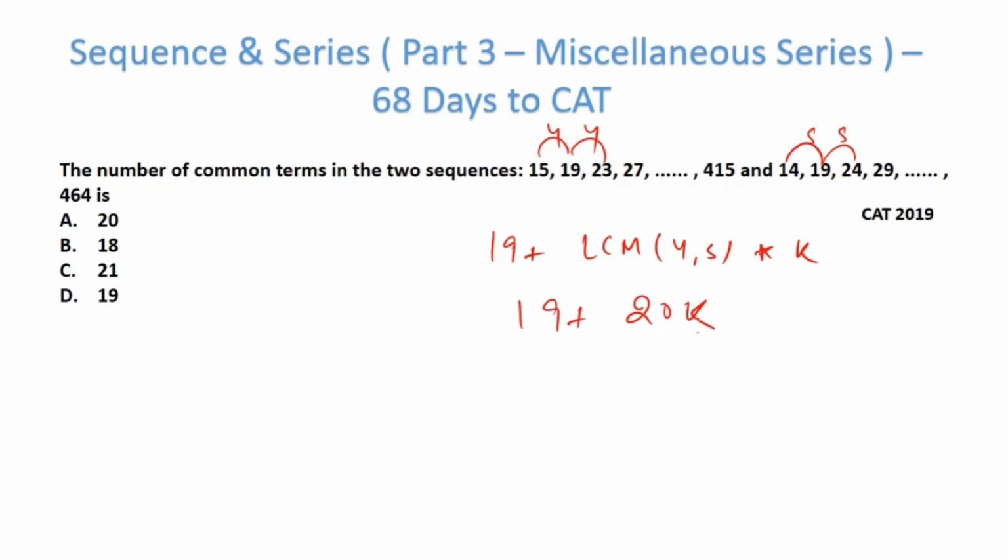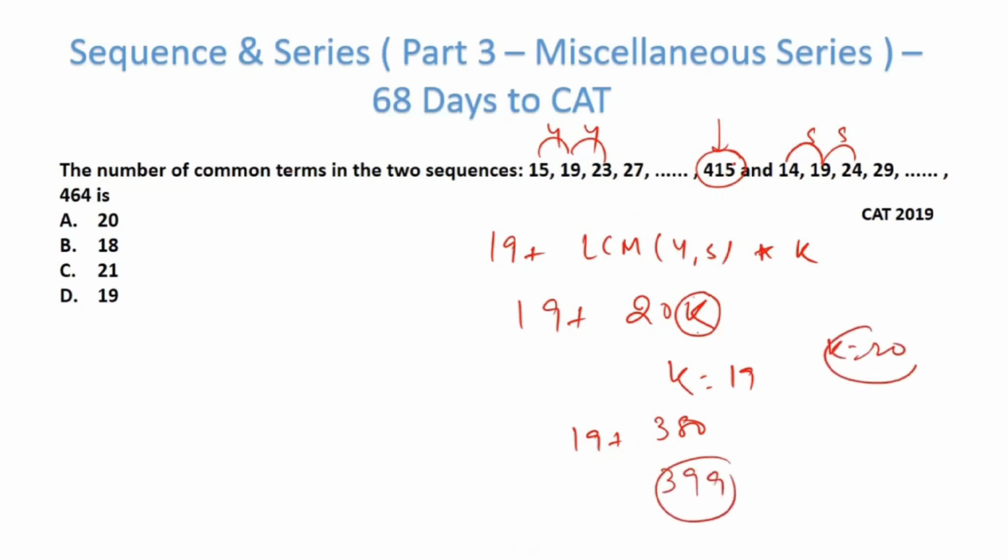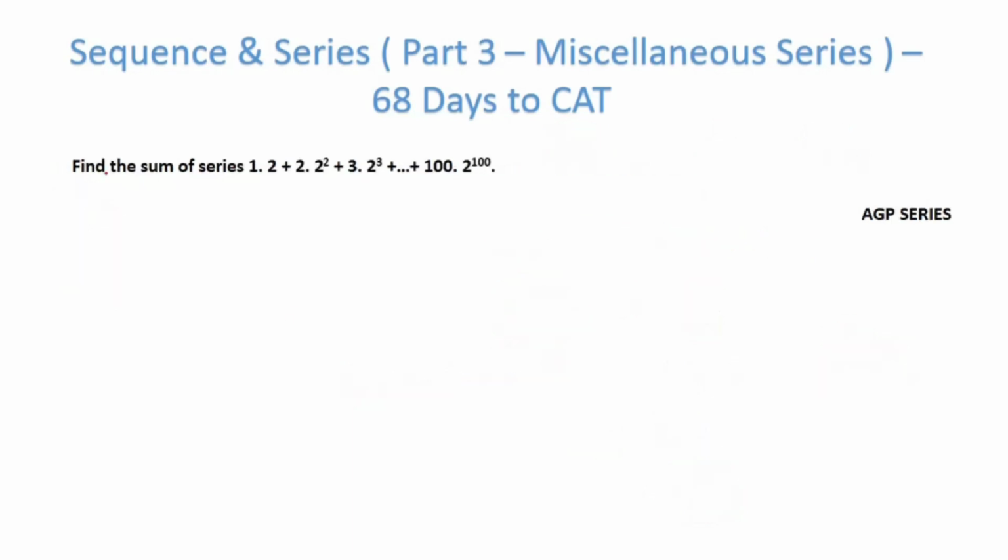Till where can I go with the value of k? I have 415 here. So quite clearly, if I put k is equal to 19, this becomes 380 plus 19, which is 399. If I go k is equal to 20 here, then I will exceed 450. So k is equal to 20 is not possible. So k starts from 0 when the value is 19 and goes on till 19. So 20 values are possible.